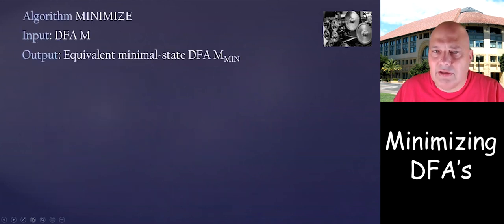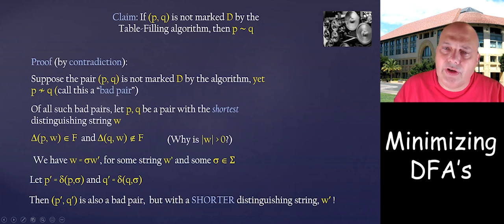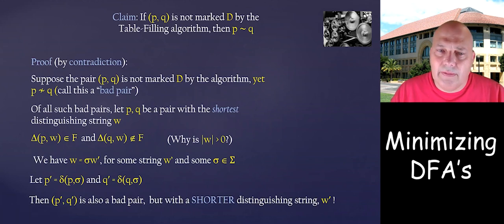Let me stay a little bit longer here and say that there is something interesting going on here. We know that two states are distinguishable if there is a string that distinguishes them. But there is no limit on the length of the string.